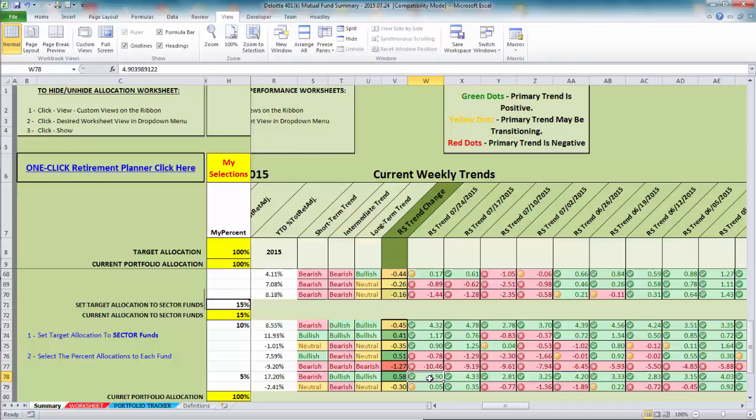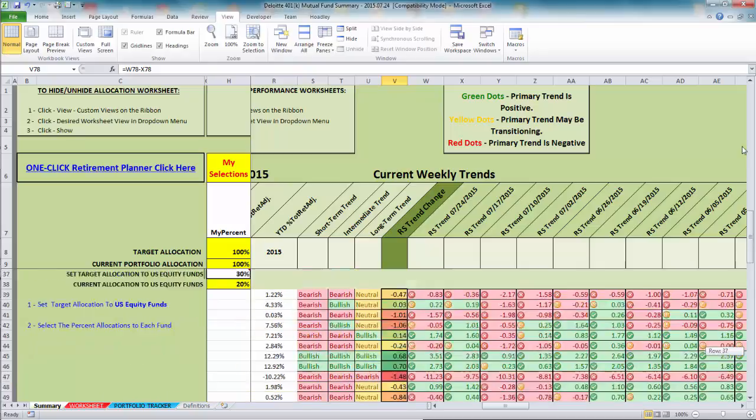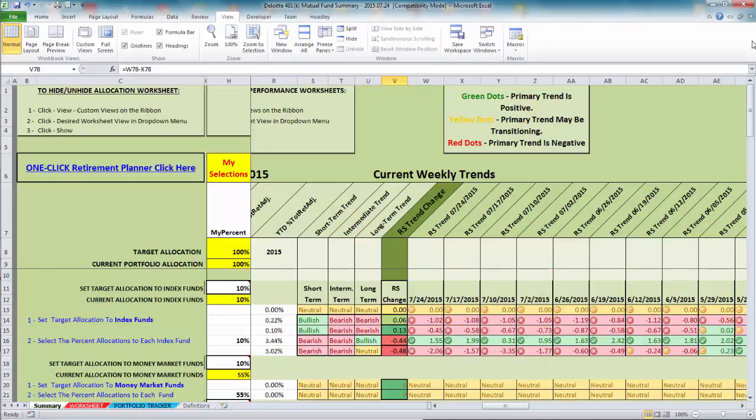As you can see by the green lights to the right, long-term strength in the column U, and we're seeing a strong green light in the column V under the relative strength trend change column. So that said, that's continuing to perform well. That's all you need to do to review your fund selection each week. With the green lights in the situation that we're at, there's no action needed, and that's all there is to it.